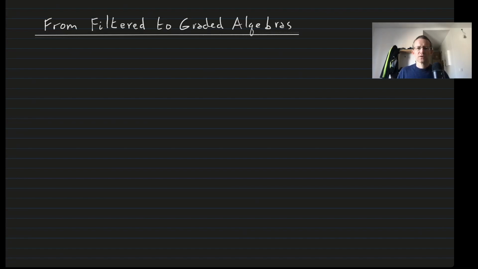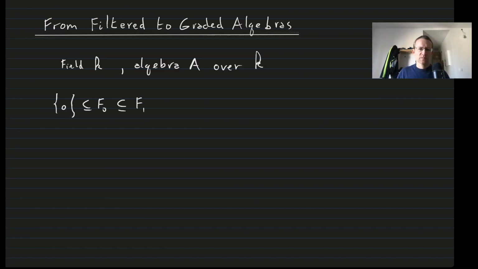Let's learn how to associate a graded algebra to a filtered algebra. Let's assume we have a field K and we have an algebra A over K. Now assume the algebra A is filtered, which means that we have some subspaces labeled by integers. They form a chain, and such that the chain ends covering the whole of the algebra.